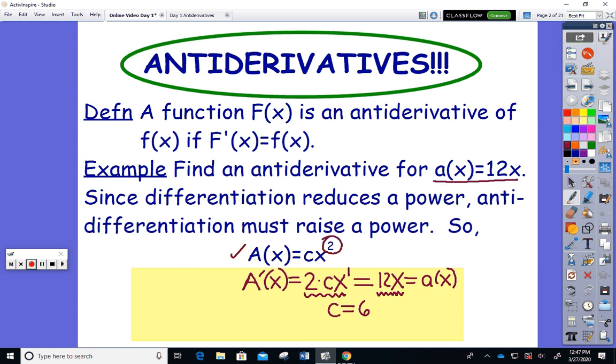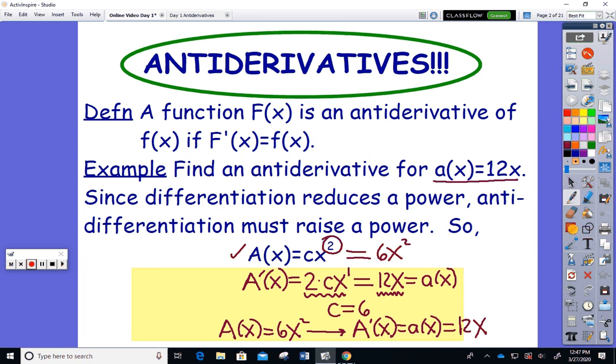Okay, so what do I know? Oh, okay. That means up here I now know that cx squared would be 6x squared. So again, I'm saying that if big A of x is 6x squared, then that gives me that big A prime, which is supposed to equal little a, does in fact equal 12x. Okay? So it's this game of kind of thinking, what do I need so that when I take the derivative, I get what I start with? And that's what we're working on.